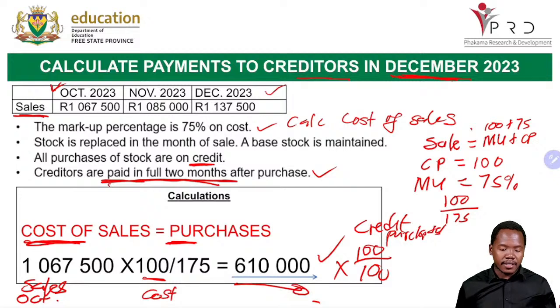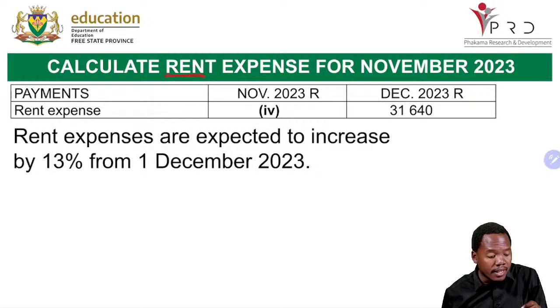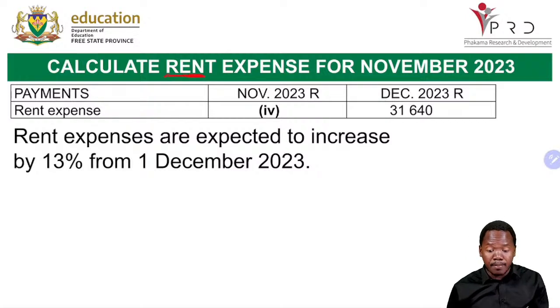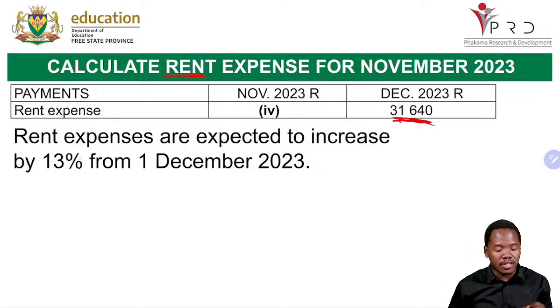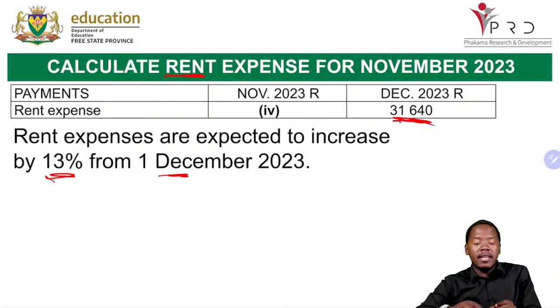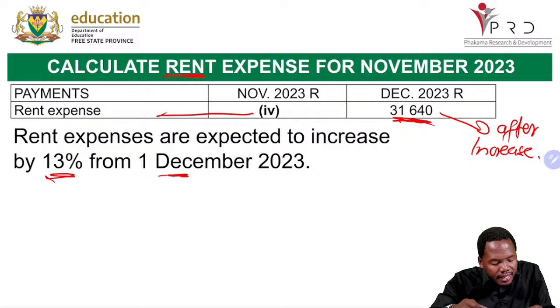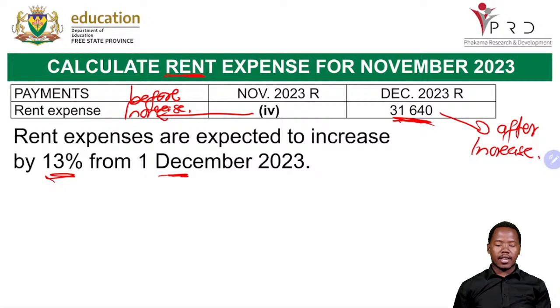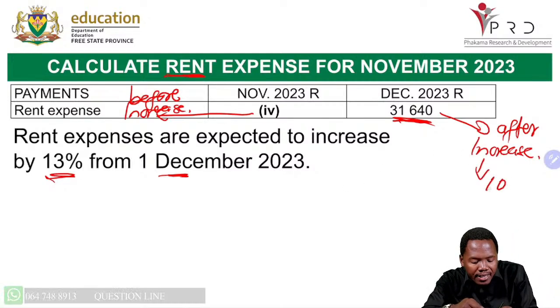Okay. Now next item. We are here to calculate the rent expense for November. You are given the rent expense for December. And then we are given the transaction that rent expenses are expected to increase by 13% as from 1 December. Meaning this 31,000 is after increase. This is after increase. This is before increase. Okay. Now, remember, after increase, this is supposed to be 113.